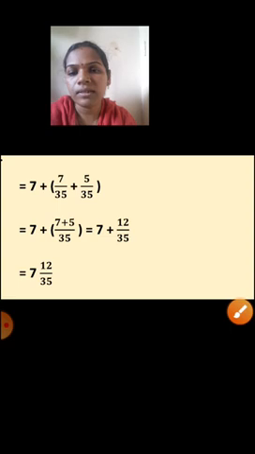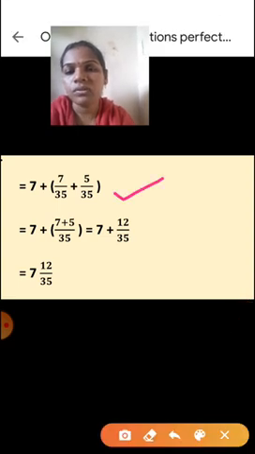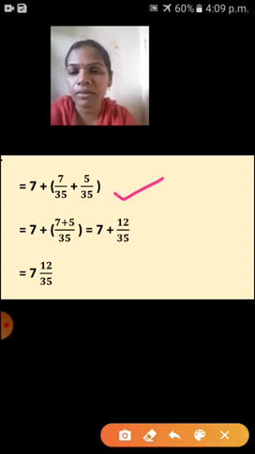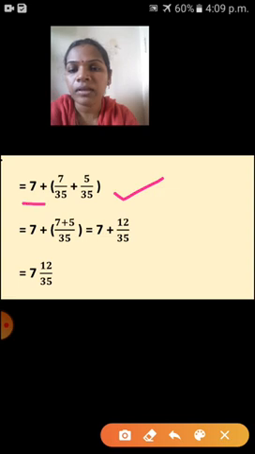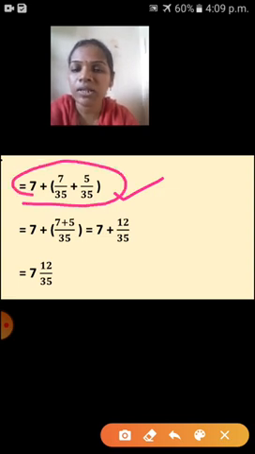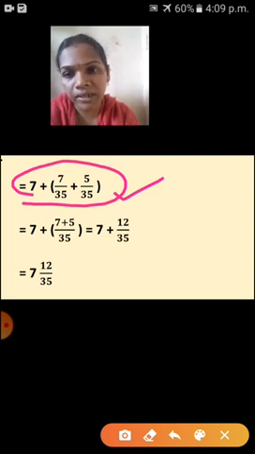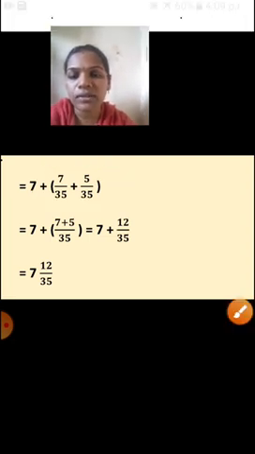So next one you have to see here, children. This one I have already taught, 7 plus 7 upon 35 plus 5 upon 35. So here now you have to see, is this a like fraction or an unlike fraction? Very good. This fraction is a like fraction because the denominator is the same number, 35. So I hope hereafter you can add easily, isn't it? So children, see here.